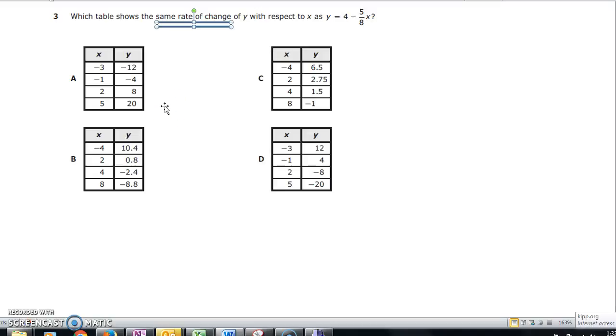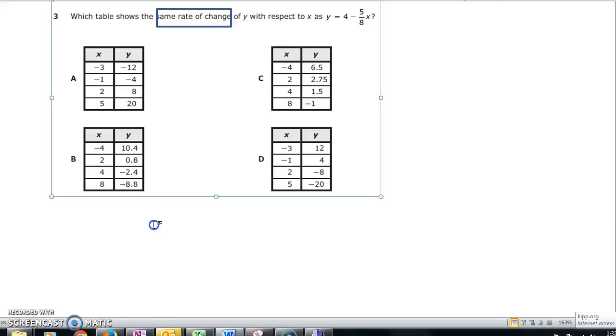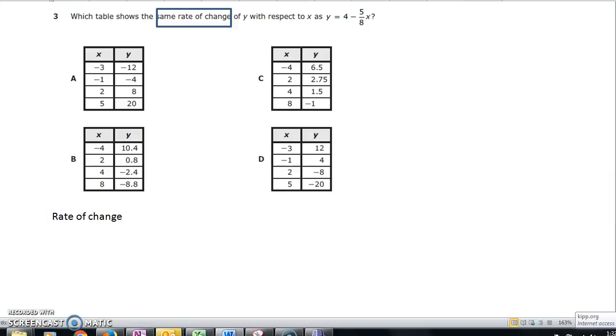Number 3. Which table shows the same rate of change of y with respect to x as y equals 4 minus 5/8 x? Alright, so the first clue that I notice is we want to know which table has the same rate of change. So rate of change just means slope. So whenever you see rate of change, it just means slope. They mean the same thing.